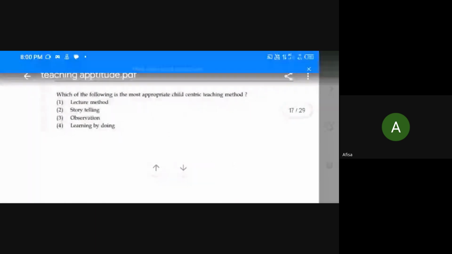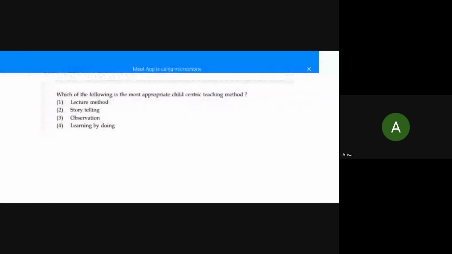Next question is also related to teaching aptitude. Which of the following is the most appropriate child-centered teaching method? First one is lecture method. Second one is storytelling. Third one is observation, and fourth one is learning by doing. In which of the following is the child given more importance?